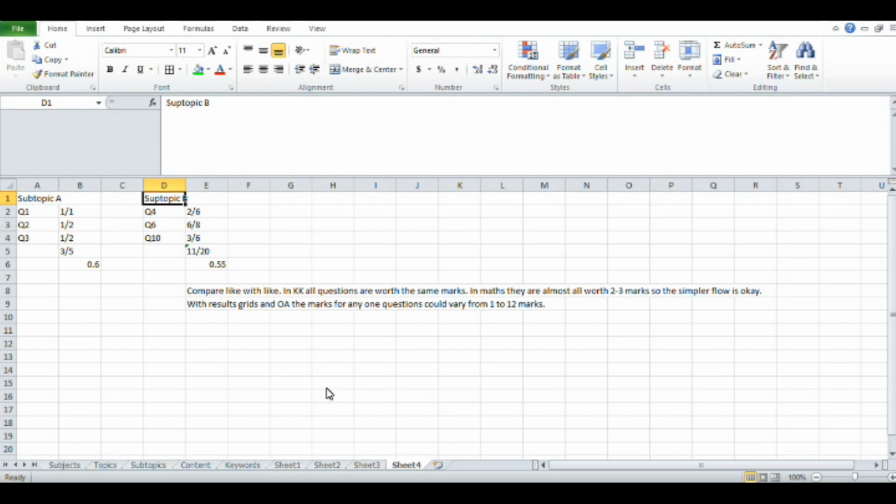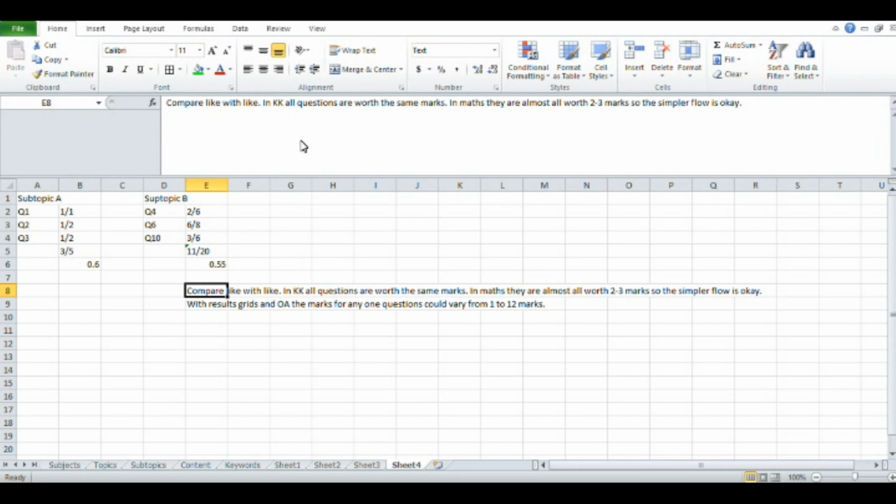Now for subtopic B, the last three questions happen to be a lot longer, a lot harder. So we've got 2 out of 6, 6 out of 8 and 3 out of 6. So much longer questions, probably harder questions as well. That gives the student 11 out of 20 and 55%. What teachers will need to be able to do is to compare like with like.